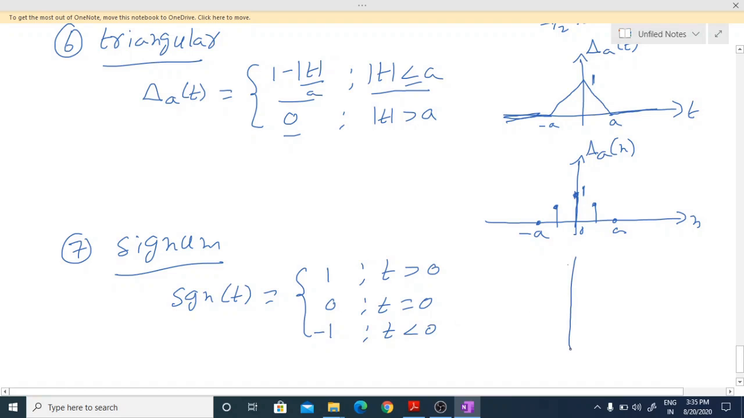And we can represent the signum function in graphical way as t, SGN of t, and here 0 to plus infinity, and this is minus infinity. Whenever t is 0, the amplitude is 0, and if t is greater than 0, the amplitude is plus 1. If t is less than 0, the amplitude is minus 1.